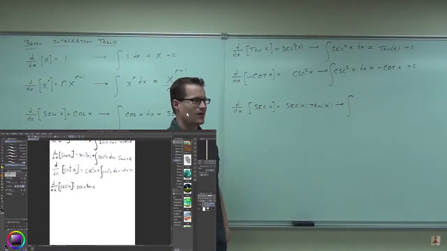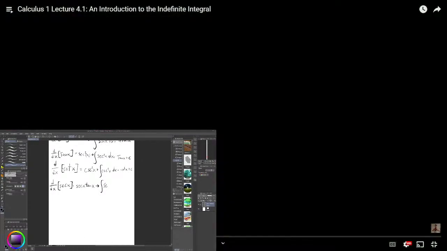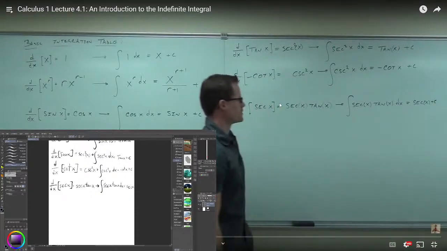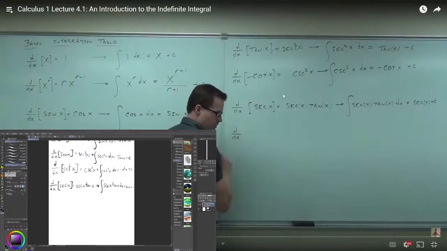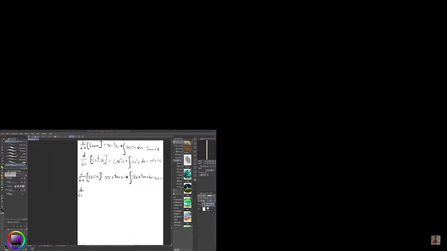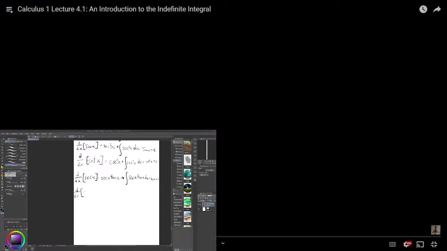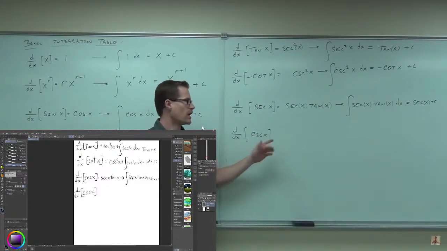Well, then what's the integral of secant x tangent x? Yeah, plus c. Which one am I forgetting? Plus c. If you know this one, you can pretty much figure this one out. It has a negative, but you can pretty much figure this one out.